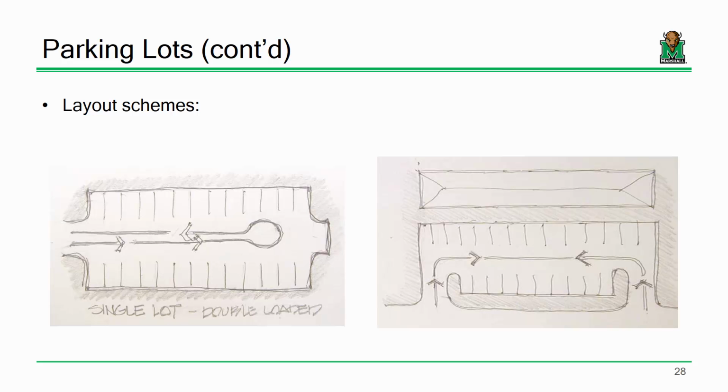Let's talk a little bit about layout schemes. Okay, so this would be a single lot on the left that's double loaded. Why is there that little nub on the right end of that parking lot, the one on the left? So you can turn around. You got to actually draw that out.